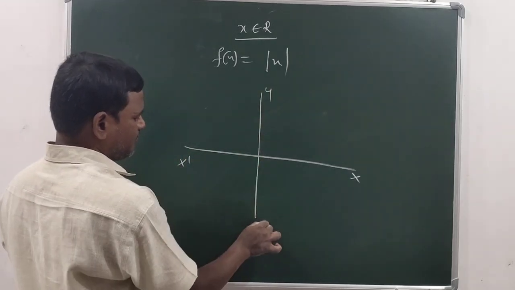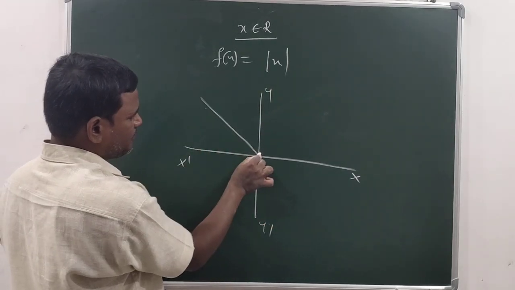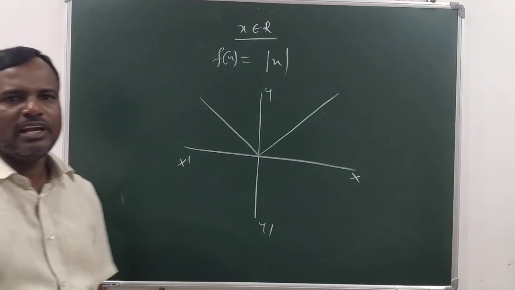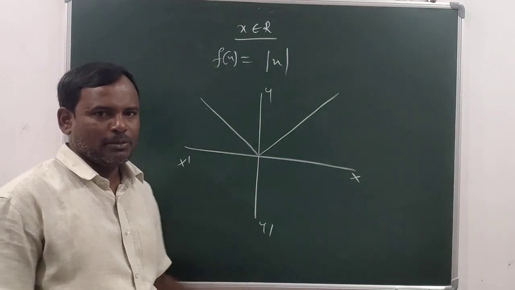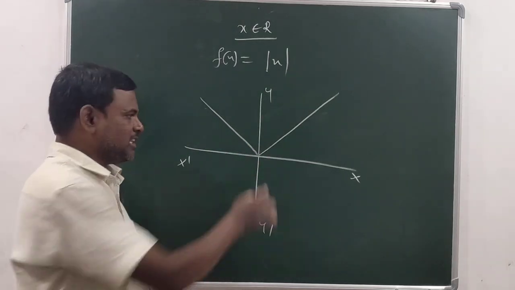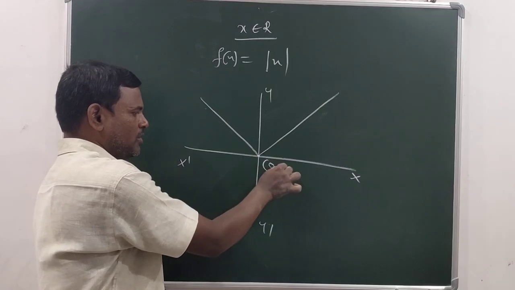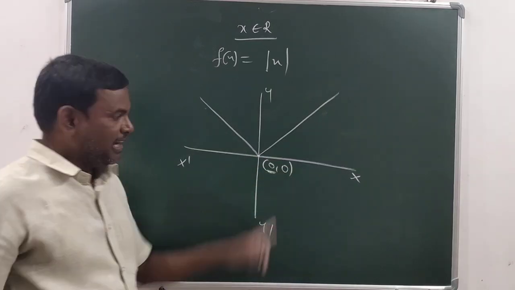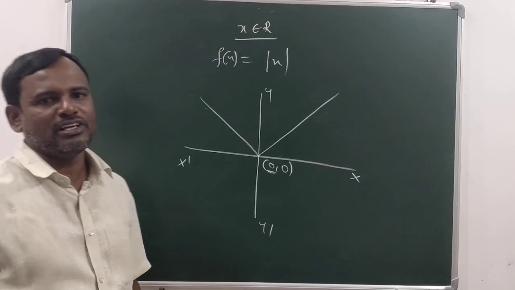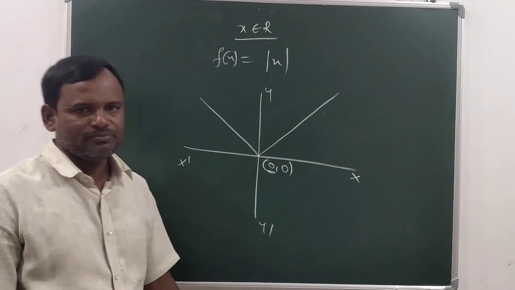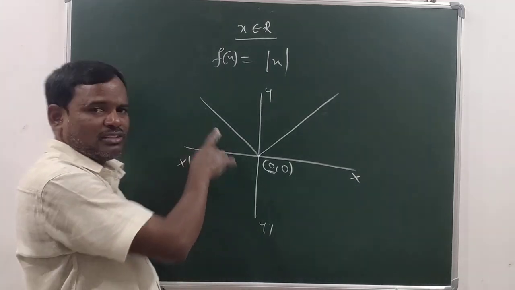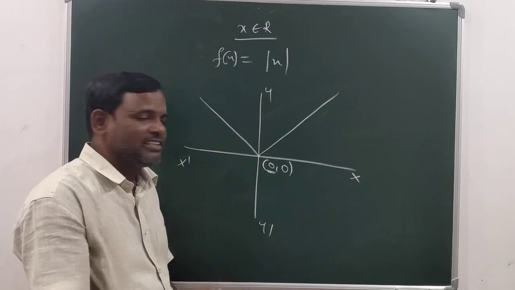you will get a V-shaped curve. It is meeting the x-axis at (0, 0), where the domain value is 0. At that 0, this function is continuous but not differentiable. Because, so you can remember it like a standard result.